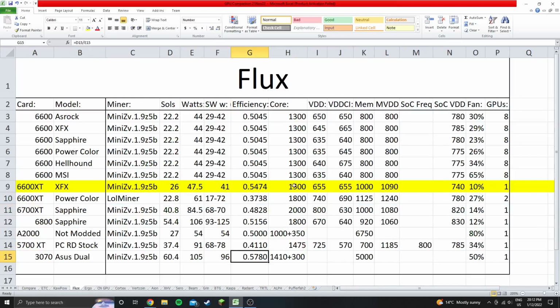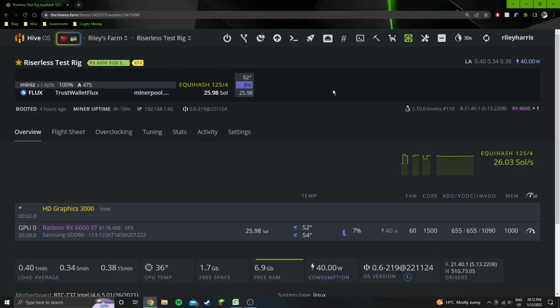The overclock settings are shown here again. The fan is about 10% usually, currently 7 to 10% right now, because the power draw is just so incredibly low. I didn't use any of the tricks for this.